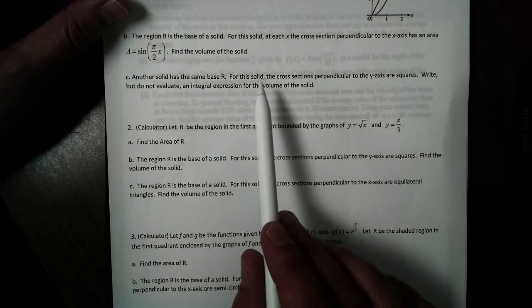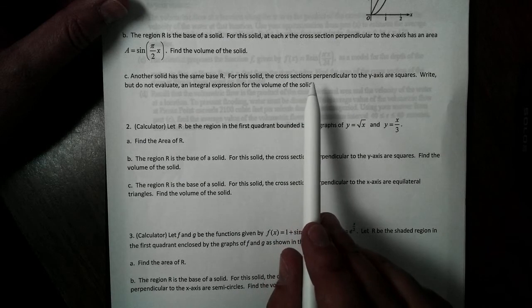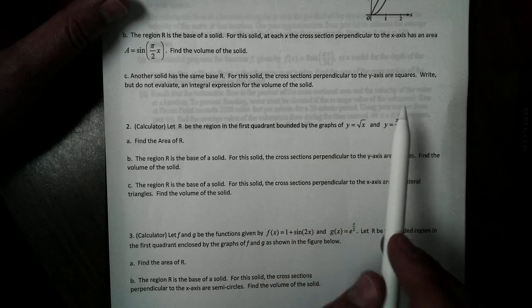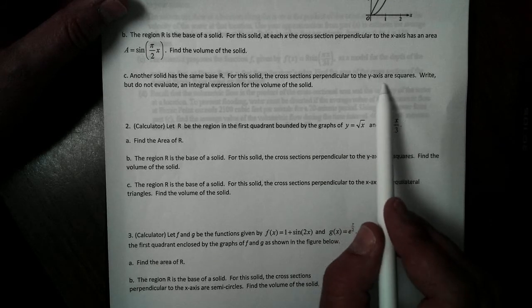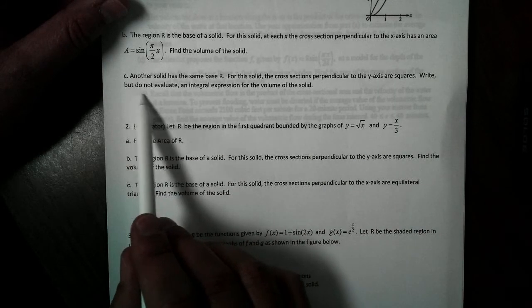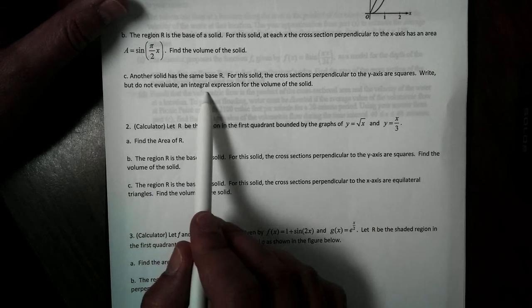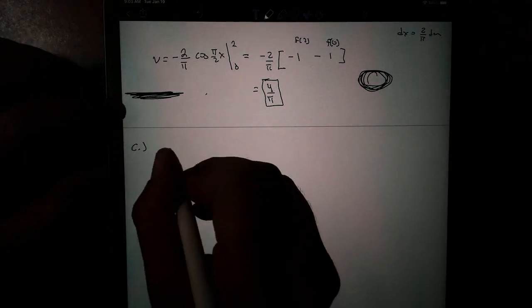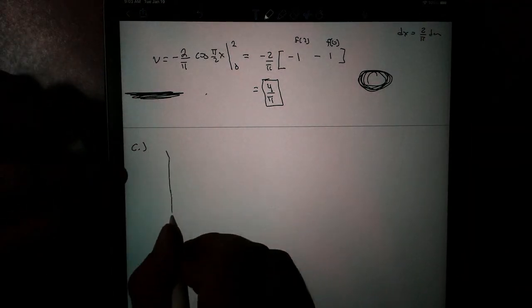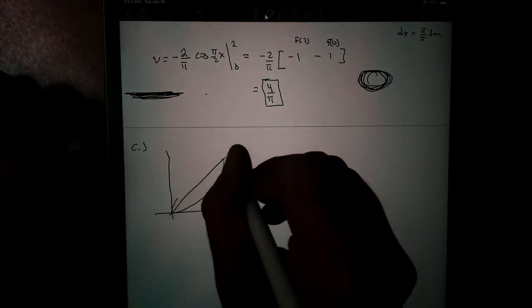So for part C, it says for this solid, the cross sections perpendicular to the y-axis are squares. Now be careful, it does say y-axis, so we do have to change our variables here. Right, but do not evaluate, our best friend in mathematics, do not evaluate an integral expression to find the volume of the solid. So for this one, I'm going to go ahead and draw my region again. It looks like this.